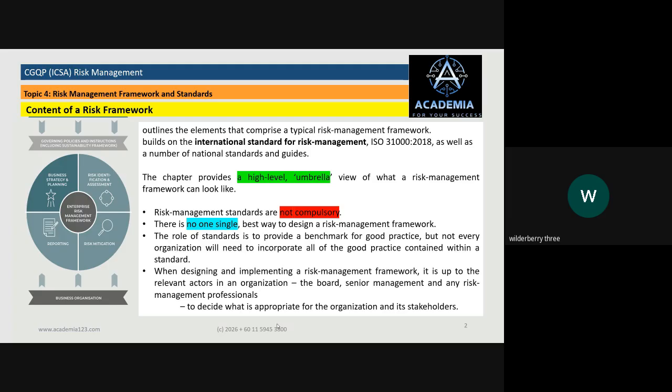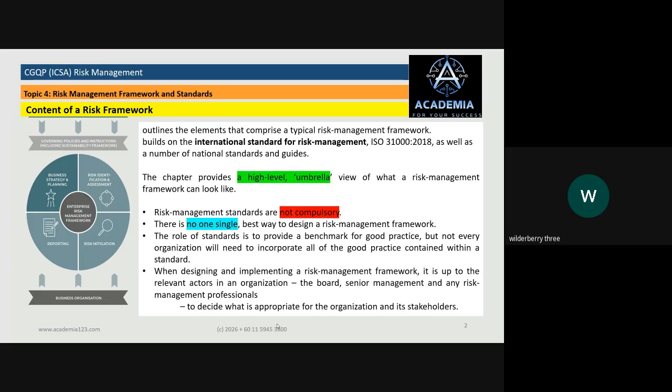But what are the main pillars of the enterprise risk management framework? Of course, you have to integrate it with the business strategy and with the planning. You do a risk identification and assessment. You do a risk mitigation. And you also do the reporting. These are the core pillars. Therefore it gives you a governance policy on how people should carry out risk management in your organization.